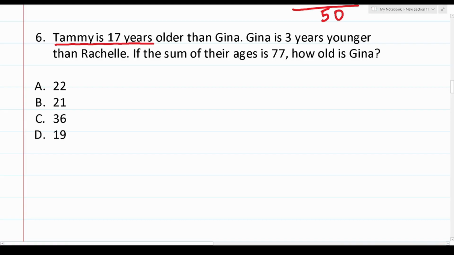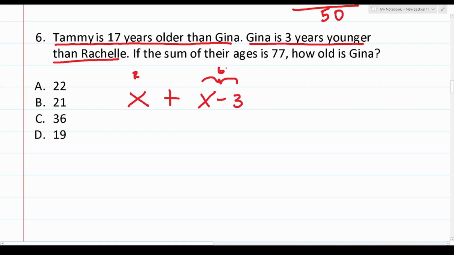Tammy's age is in reference to Gina's age. Gina's age is in reference to Rochelle. Rochelle is not in reference to anyone else's age. So I'm going to say Rochelle, and then I'm going to put an R up here so we know that's her. Rochelle is X years old. Okay? We know the sum of their ages is 77, so we're going to put a plus there. Again, we know Gina is 3 years younger than Rochelle. If Rochelle's X, that means Gina is X minus 3 years old. And again, this X minus 3 is Gina's age.